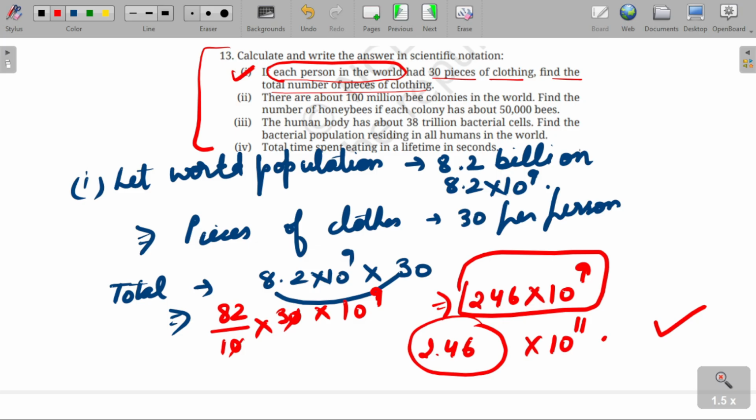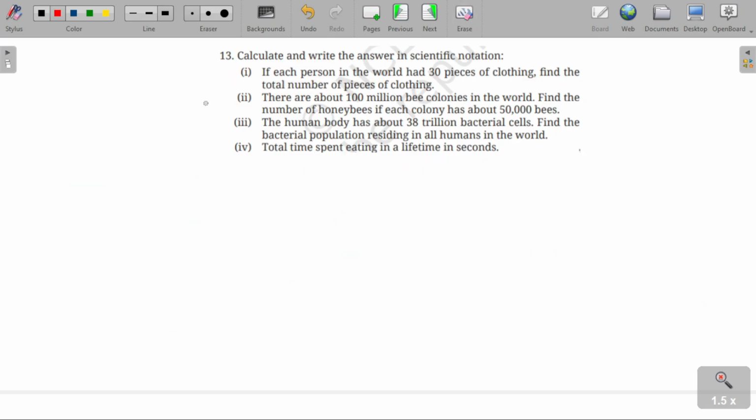Now moving to the second part of this question: there are about 100 million bee colonies in the world, and find the number of honey bees if each colony has 50,000 bees. Okay, let's do it. So part 2, the number of bee colonies is given to you.